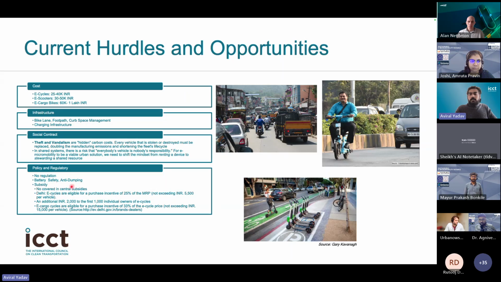In terms of subsidy, Delhi had a good case where electric cycles were eligible for a purchase incentive of 25% of the cost, and e-cargo bikes were eligible for 33% or up to 15,000 per vehicle. If more states bring in these kinds of incentives, I think people will be excited, and it will reduce the gap with the market cost.